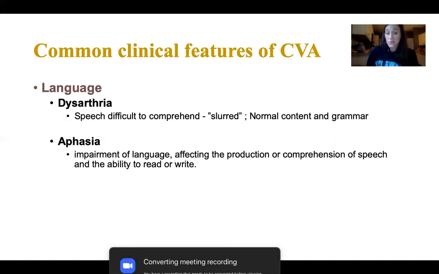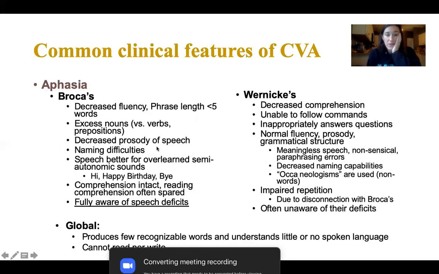And aphasia is an actual impairment of the language itself. There's a lot of different types of aphasia. We're going to get there in a second, which can either impact the production or the comprehension of our speech, or both. And then could also impact our ability to read and write. So those are the two main things we think of when we think of language. And when we think about aphasia, where we spend a lot of our time, the two main guys are Broca's and Wernicke's.